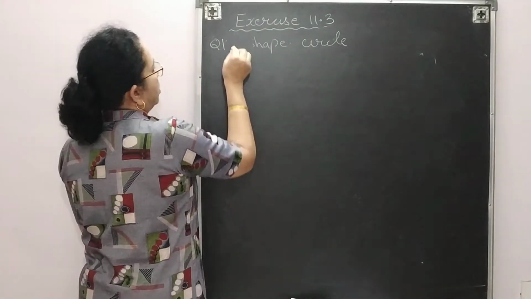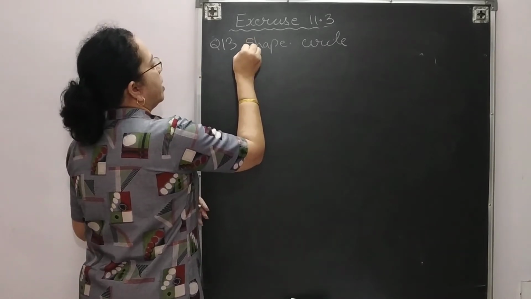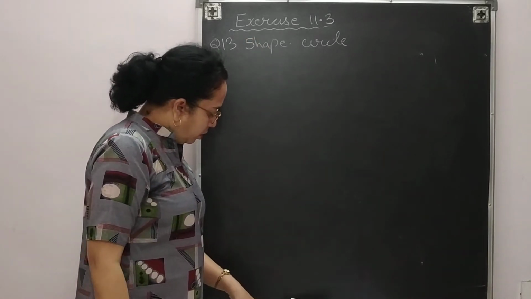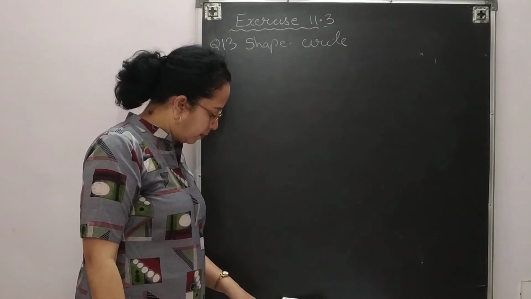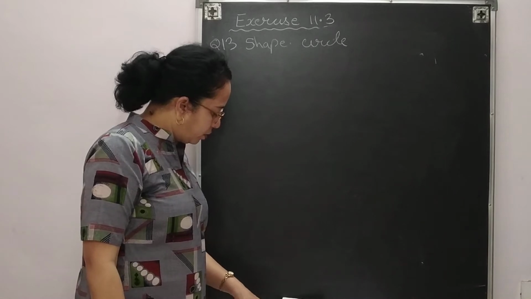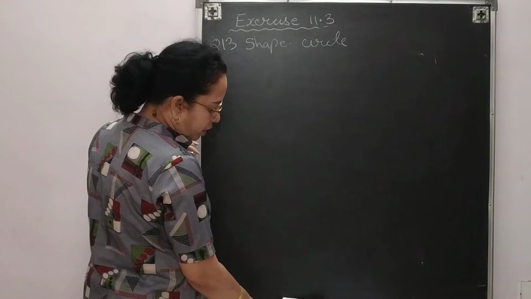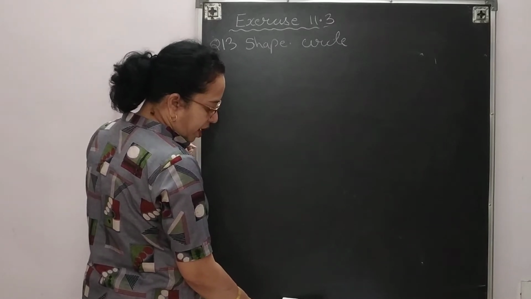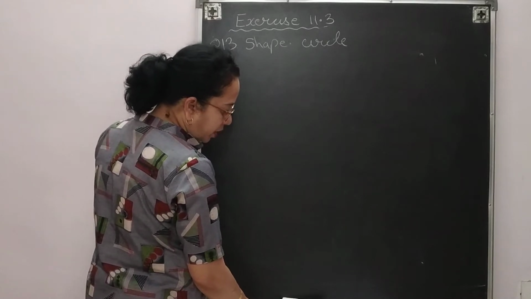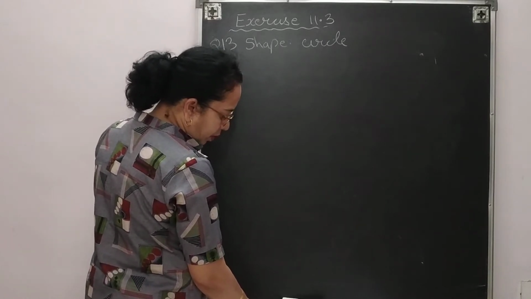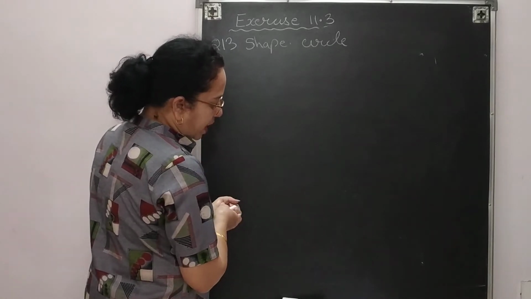Now my next question is question number 13. Question number 13 is again regarding the circle. Okay, a figure is not given. So a circular flower bed is surrounded by a path 4 meter wide. If the diameter of the flower bed is 66 meter, what is the area of this path?